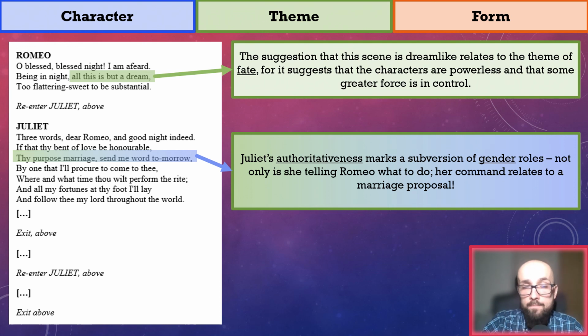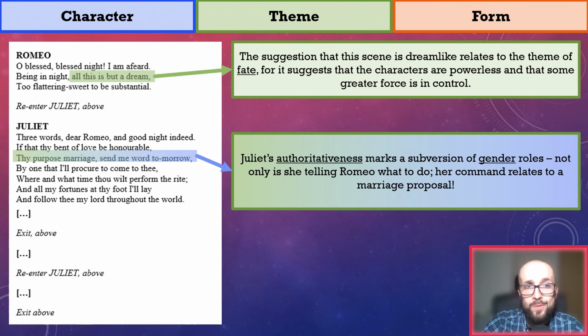Not only is she, a woman, telling a man what to do, but she is telling a man what to do in relation to a marriage proposal. A woman telling a man how he should propose to her would certainly have been unusual in Shakespeare's time, for men often decided themselves, or through discussions with their wives' fathers, how and to whom they should propose. Potential wives usually did not have a say in this matter.